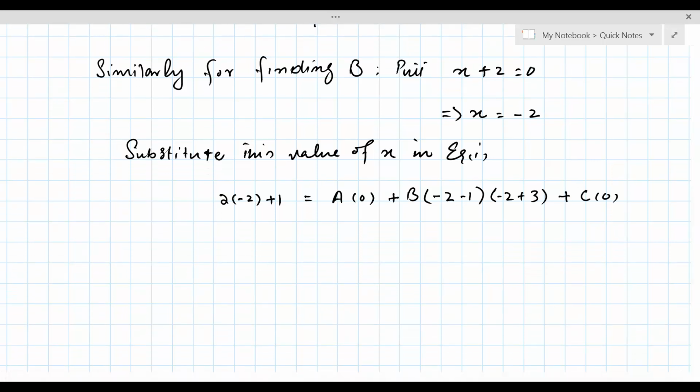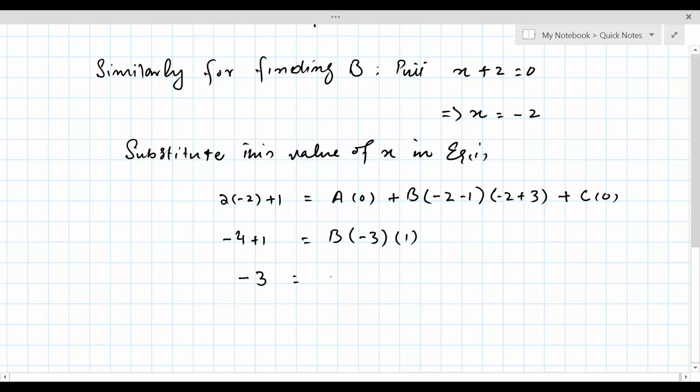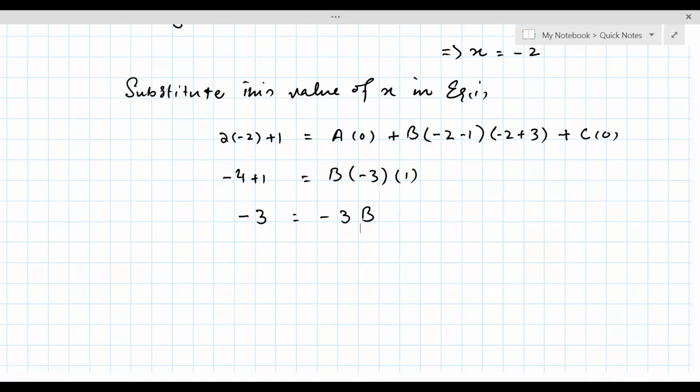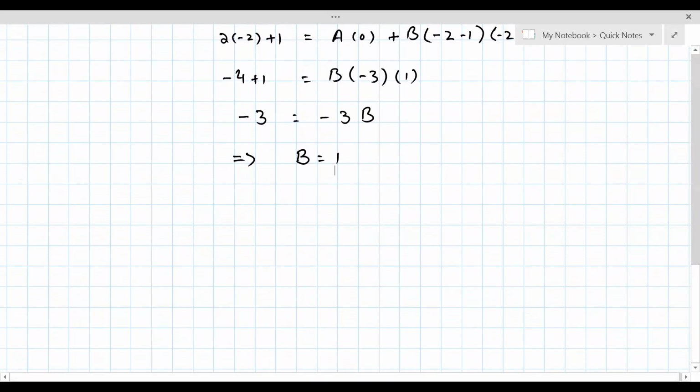So this way B is left over and A and C have become 0. So this is minus 4 plus 1 equal to B into minus 3 into 1. So this is minus 3 equal to minus 3B. This means B is equal to 1. Now we have the value of A as well as the value of B.